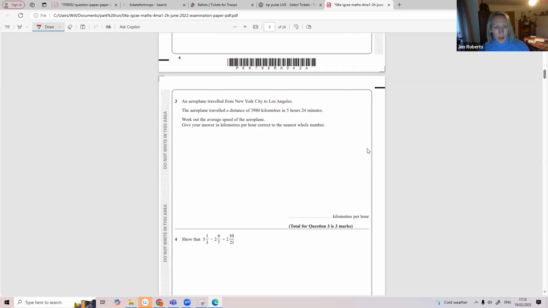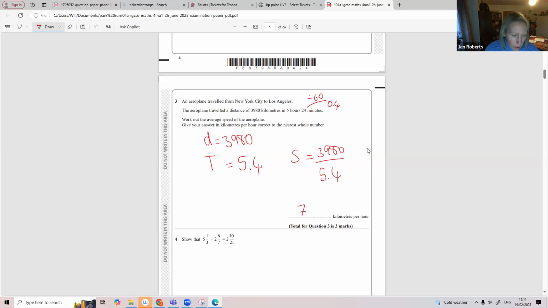Speed, distance, time question. Distance is 3,980. Our time, so we need consistent units. We don't have consistent units. Let's change that into hours by dividing it by 60. 24 divided by 60 is 0.4. So 5.4 hours. Speed equals distance over time. The nearest whole number, 737 kilometers per hour.